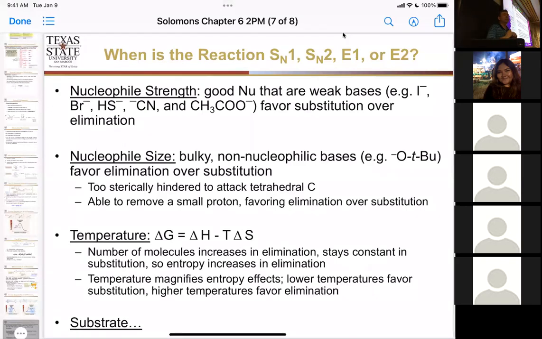Yes? Is there a specific number for temperature where it switches from substitution? Generally, if you look at it and it doesn't have a temperature, that's room temperature, and that would be considered a lower temperature. If it's any temperature 50 and above, that's considered a higher temperature. Okay, so there's an intermediate there where you might get a little bit of both, but the more you heat it up, the more it's going to go elimination. The more you run it at that lower temperature, the more substitution. Okay, good question. And the last thing is our substrate.